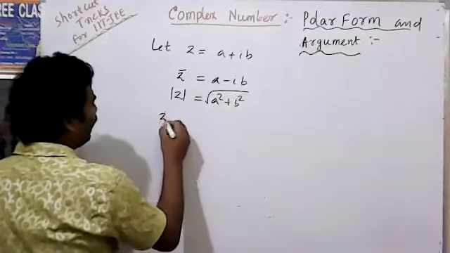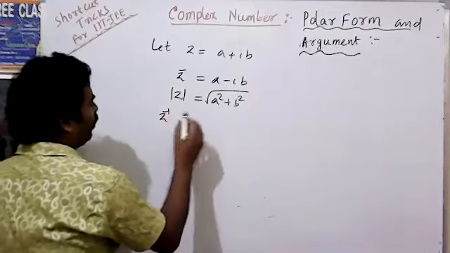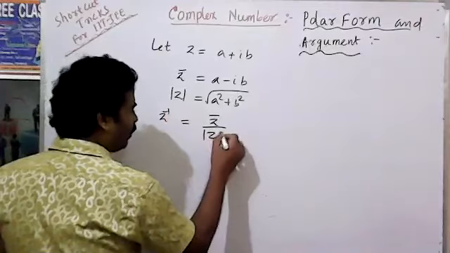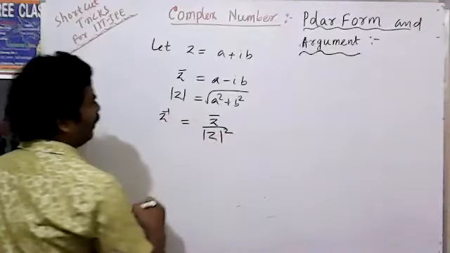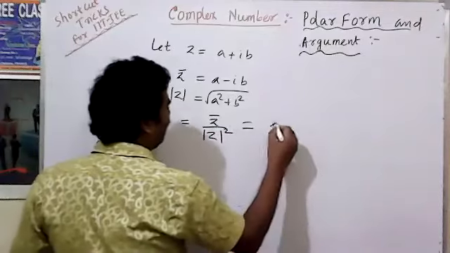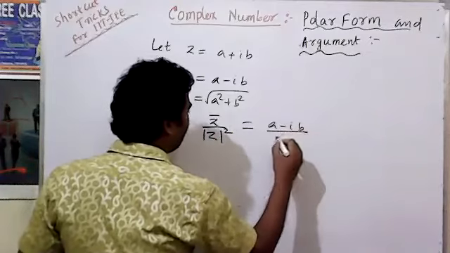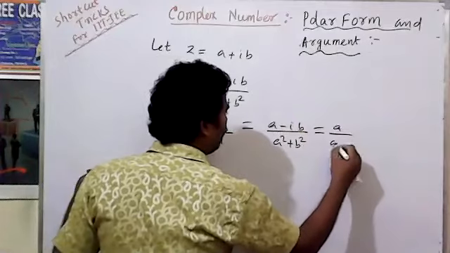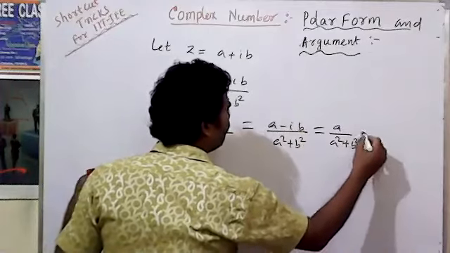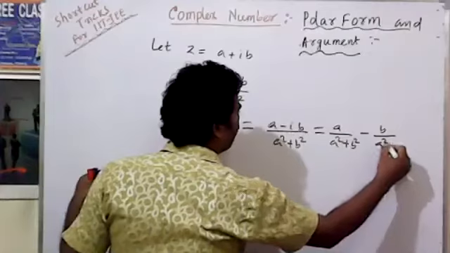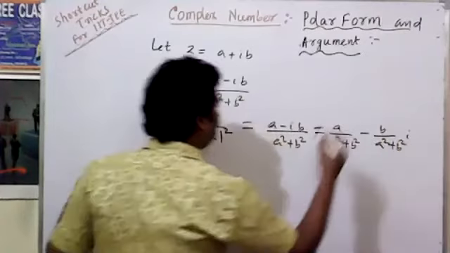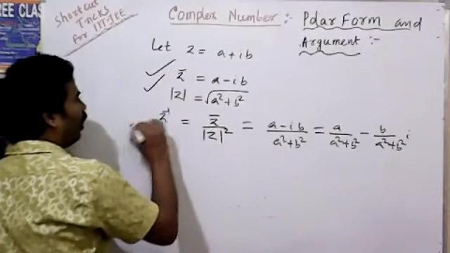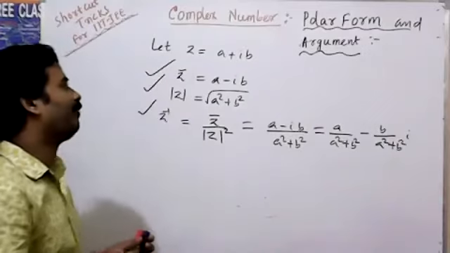The z inverse, that is the multiplicative inverse, is z conjugate divided by the whole square of z modulus. So you can say directly a minus ib over a square plus b square. That means a by a square plus b square minus b by a square plus b square i. This is what? Conjugate, then modulus, then multiplicative inverse.